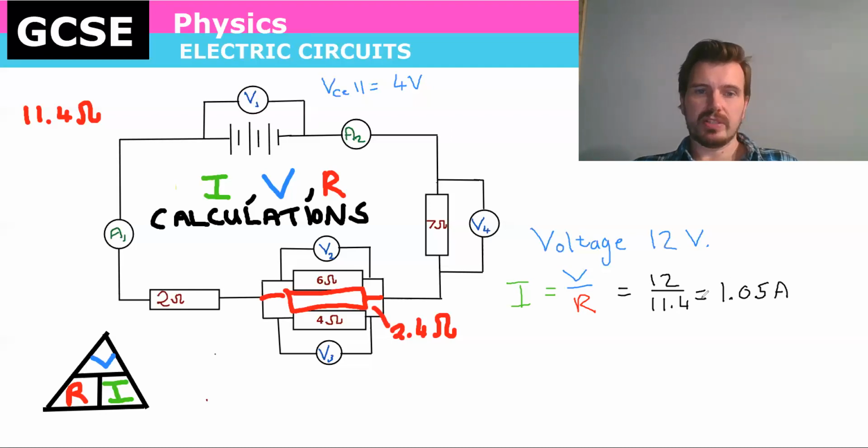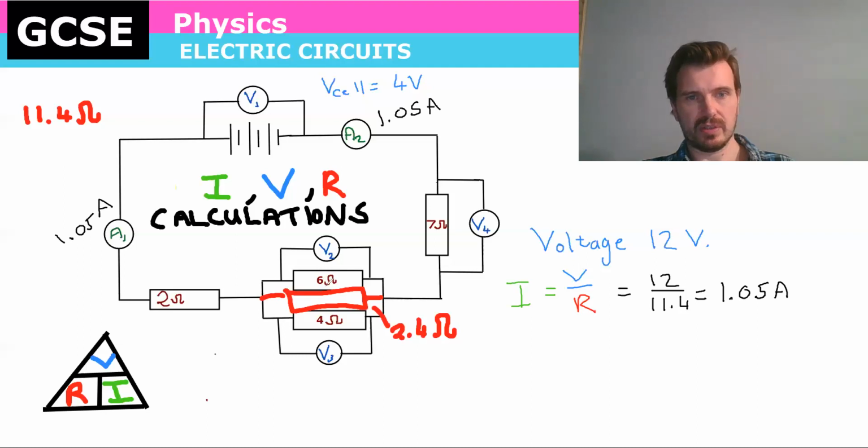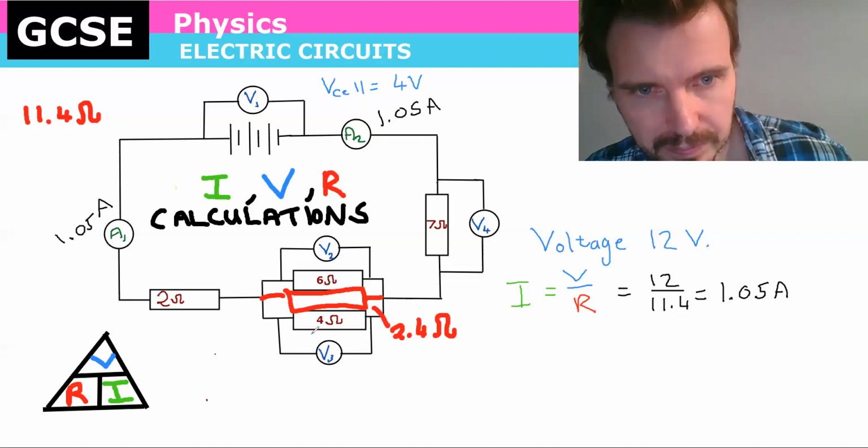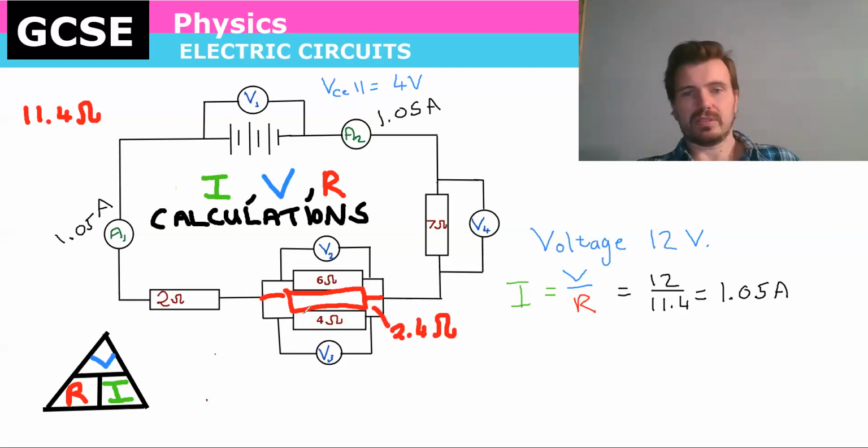Now, once we have this 1.05 amps, we are able to work out the currents through A1 and A2, and they will both be the same, 1.05 amps and 1.05 amps, because the current has not been split up. The current over the 6 ohm resistor would be slightly different, but we would need to work out the individual voltages first.